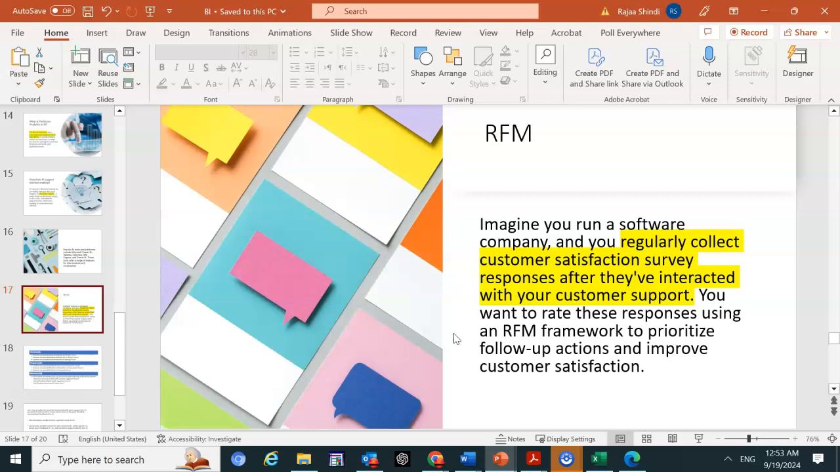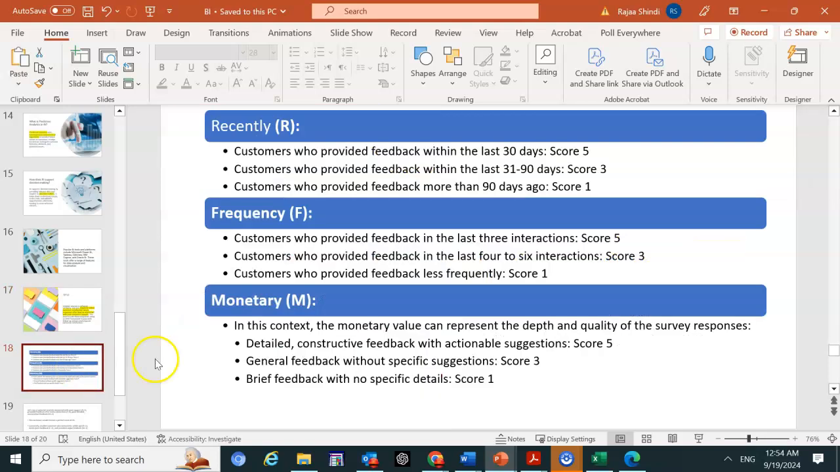In this scenario, imagine you have a software company and you collect customer satisfaction survey responses after they interact with customer service, customer support, sorry, and you want to rate their responses using the RFM framework to give you follow-up actions to improve. The whole purpose here is to give you a strategy to improve customer satisfaction, and that's the goal. Now, how do we do that? We're going to get into the data that we have.